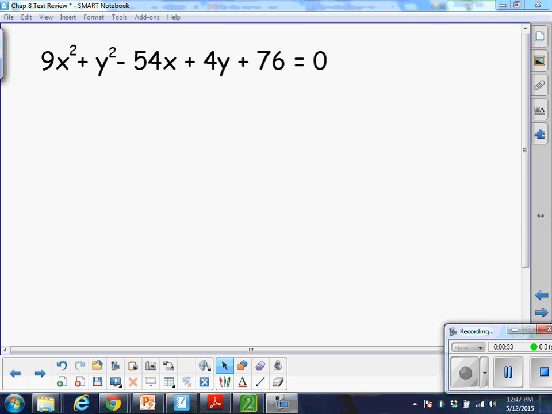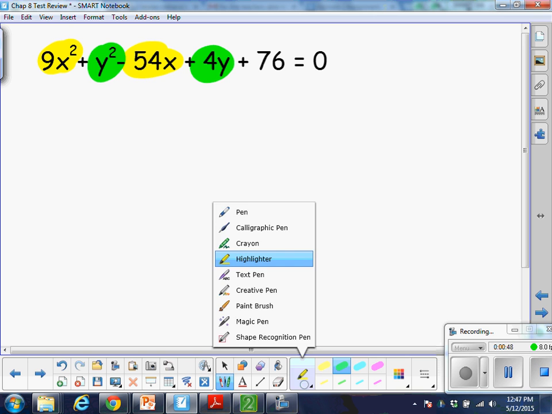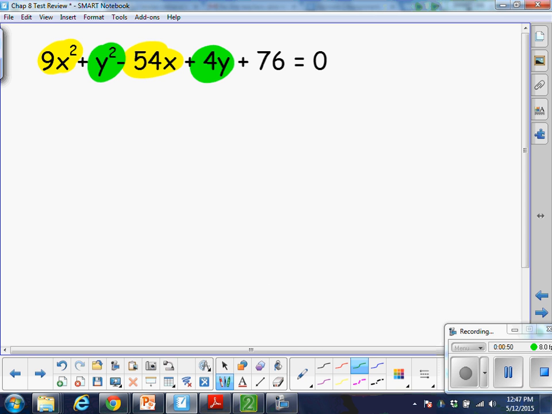Okay, so what I would suggest doing in problems like this is to look at your variables separately. Think about your x's as one group and your y's as another group. And in this case, since I'm seeing both of them have a squared term in there, I know it's not going to be a parabola.